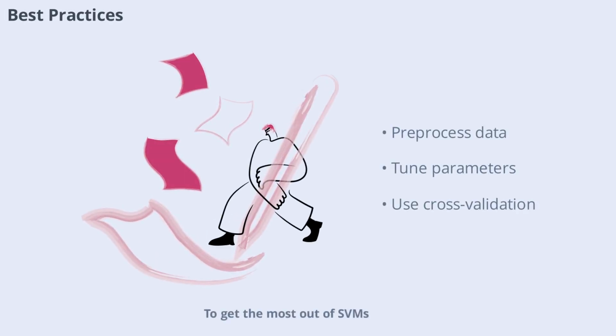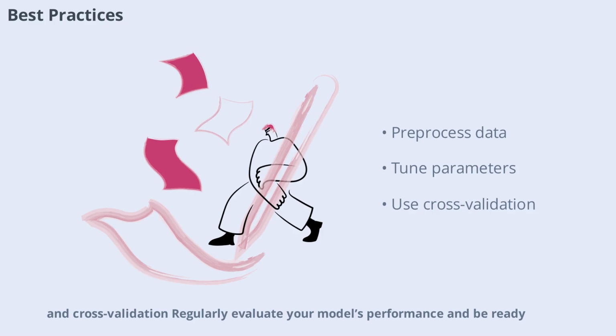To get the most out of SVMs, follow best practices like proper data preprocessing, parameter tuning, and cross-validation. Regularly evaluate your model's performance and be ready to adjust your approach based on the results. These habits will help you build robust and effective SVM models.